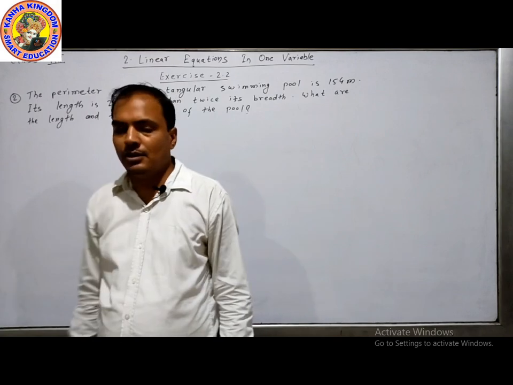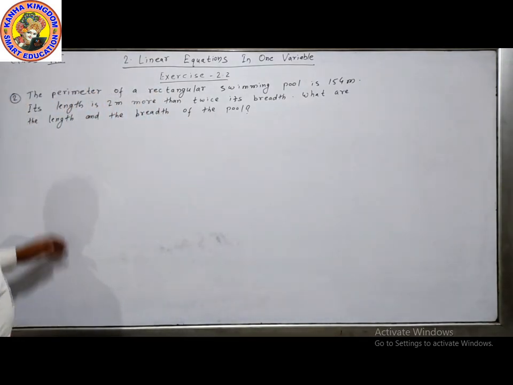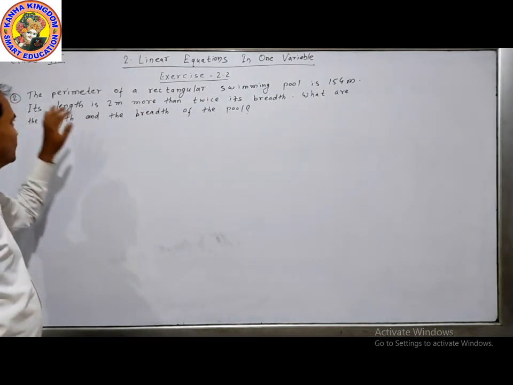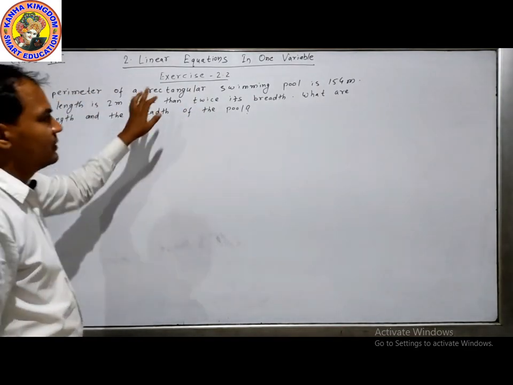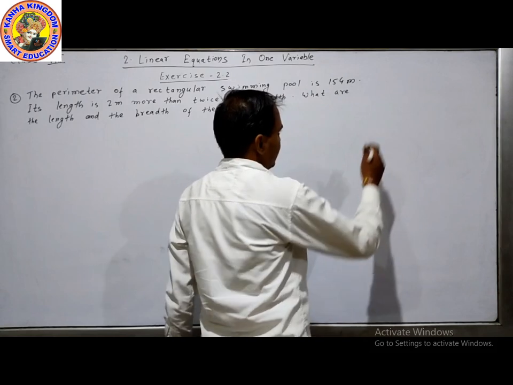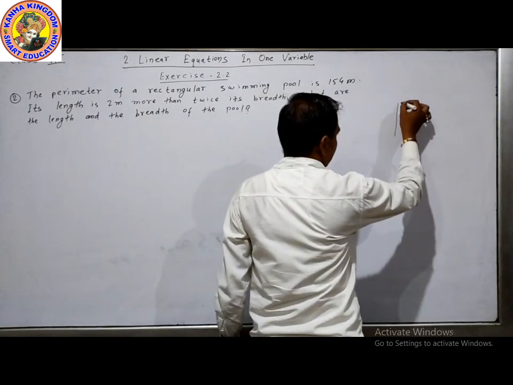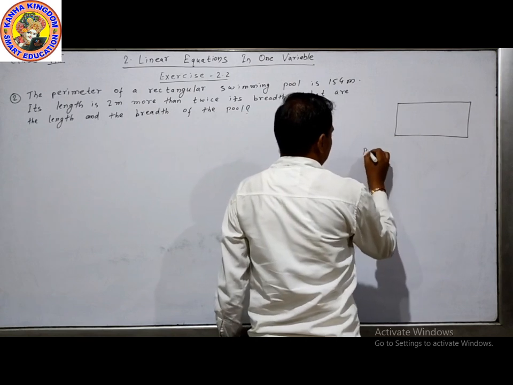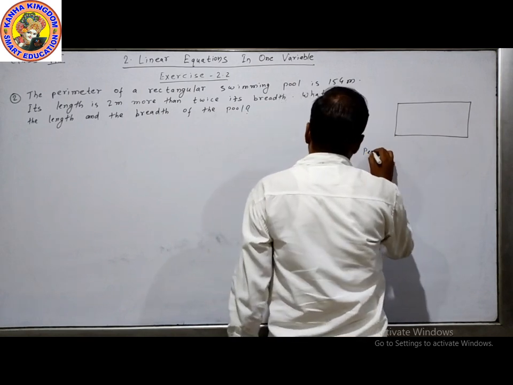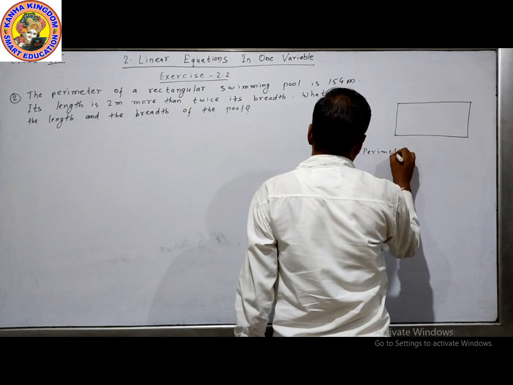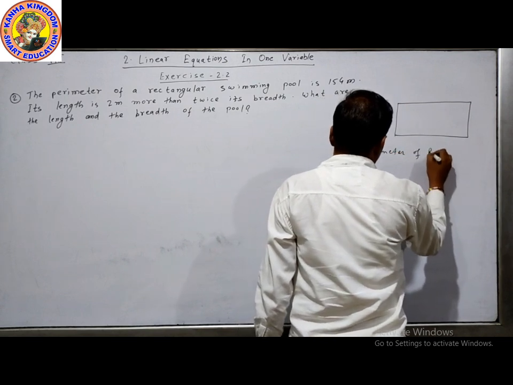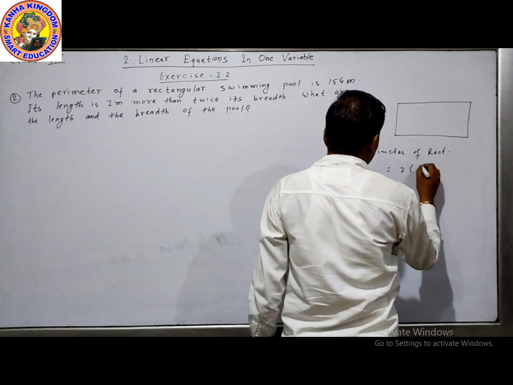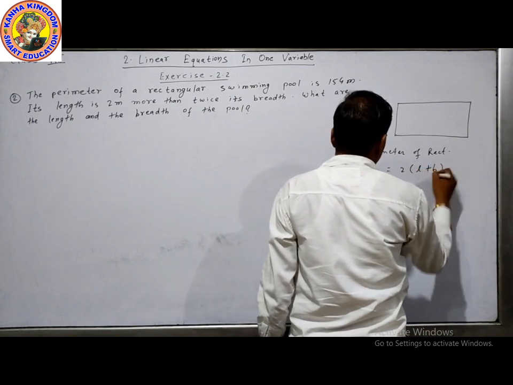So students, our next question is the perimeter of a rectangular swimming pool. First of all, the perimeter of a rectangle. This is a rectangle. The formula of the perimeter of a rectangle is 2 into length plus breadth.